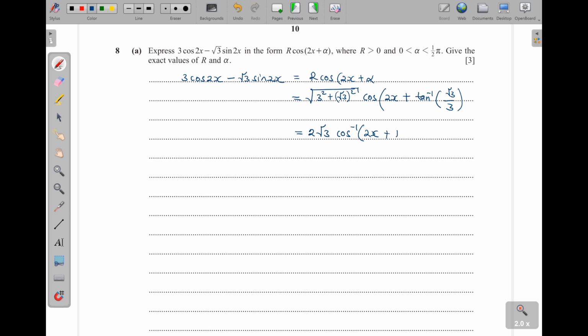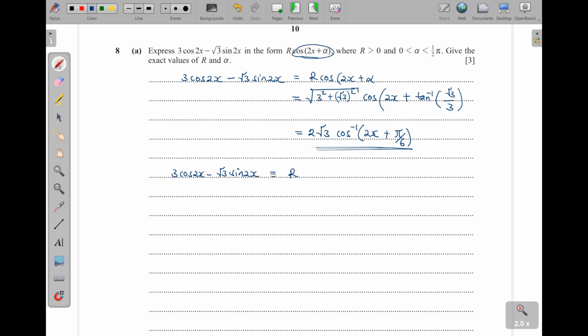So that one has to be pi over 6 because they said alpha is in radians here, 0 to pi over 2. So I have to represent this one in radians. Just this one here is what you need. However, the long method that leads us to this one is this. If you can't memorize this one very fast, you expand. So cos 2x minus root of 3 sine of 2x, this one is going to be r.